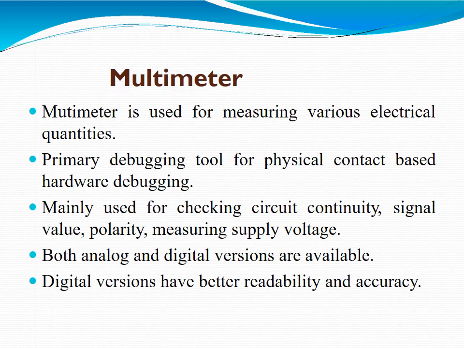The multimeter is another debugging device. A multimeter is used to measure various electrical quantities. It is used for checking circuit continuity, signal values, polarity, and supply voltage. It is available in both analog and digital versions. Generally the multimeter is a very essential debugging tool for an embedded system, because the supply voltage is very essential. If we give the supply voltage accurately, it produces the corresponding output.